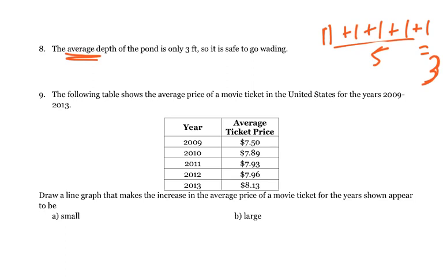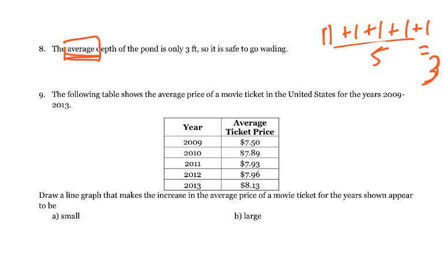So we don't have enough information. We don't know how the average was calculated. We don't know how many samples they had or how many places they measured. Samples would have been the spots in the pond in which they measured. So we don't have enough information to make that conclusion.